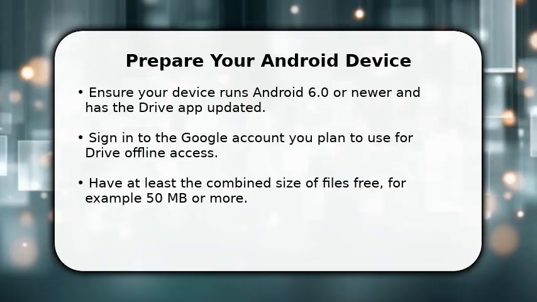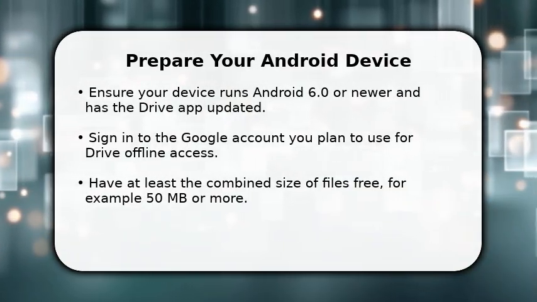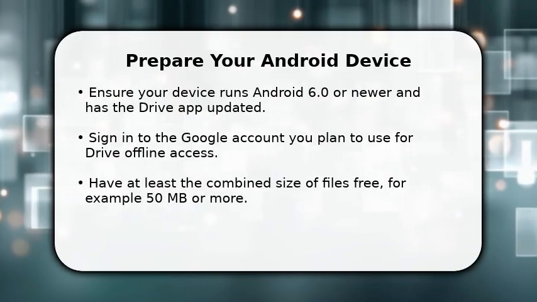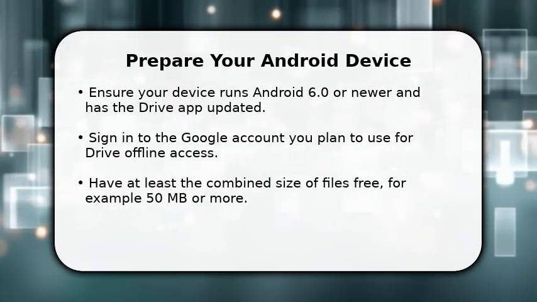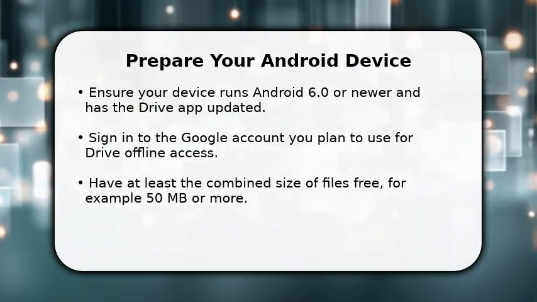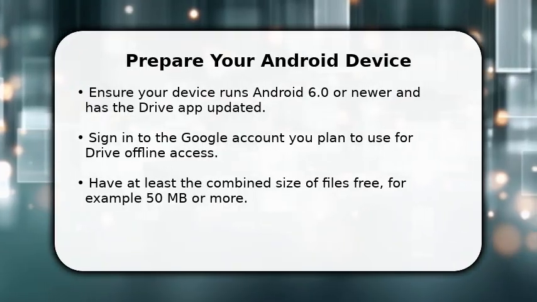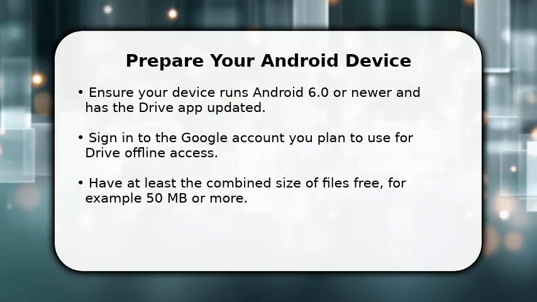Start by preparing your Android device for Google Drive offline use. Ensure your device runs Android 6.0 or newer, and has the Drive app updated. Sign in to the Google account you plan to use for Drive offline access. Connect to Wi-Fi so initial file downloads do not use cellular data.